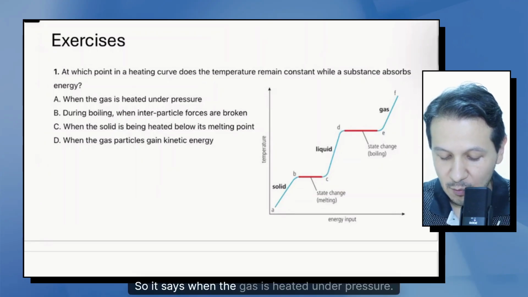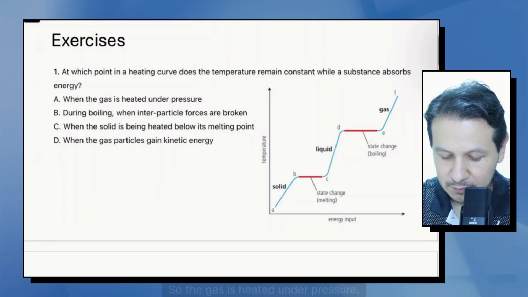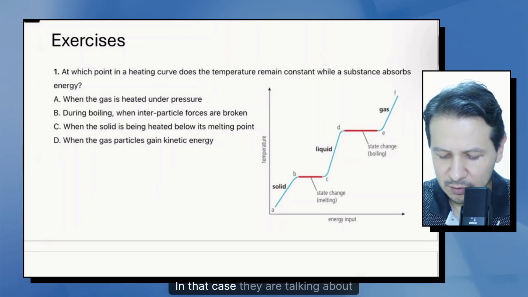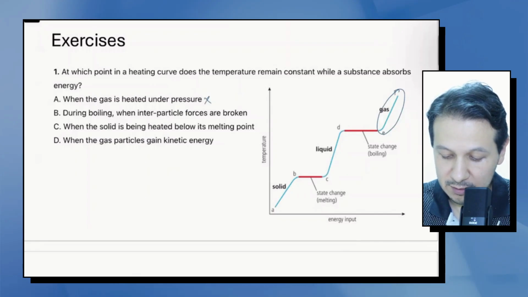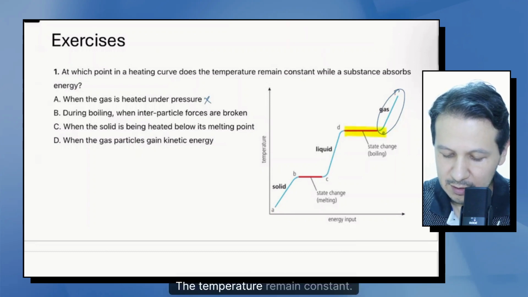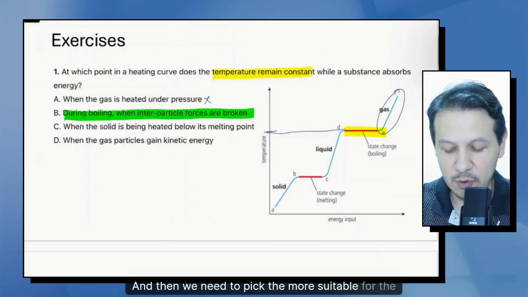It says when the gas is heated under pressure. In that case, they are talking about E and F, so that probably won't be the option. Then we have during boiling, when interparticle forces are broken. Okay, when boiling, the temperature remains constant because it's not changing here. So that's a correct answer. Let's highlight it in green, but sometimes we have two correct ones, and then we need to pick the more suitable one for the question.